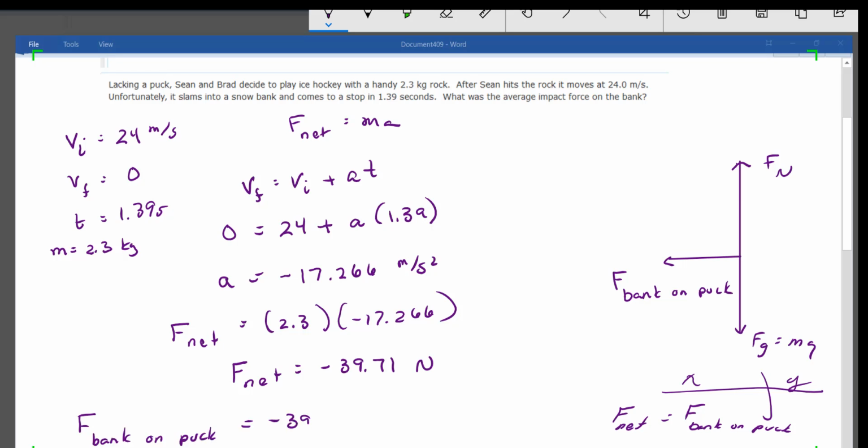Now it turns out this is not a well-written problem. The force of the bank on the puck is a negative 39.71 newtons. The force of the puck on the bank, thanks to Newton's third law, is a positive 39.71 newtons. But the answer they wanted in Moodle was negative.